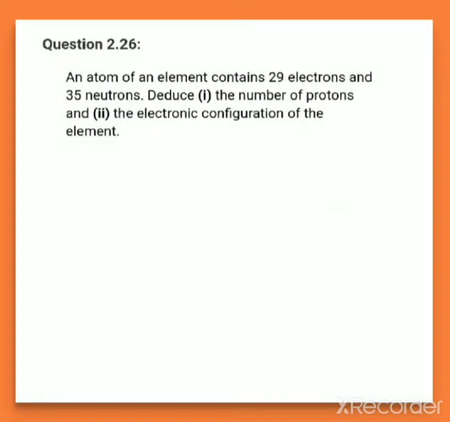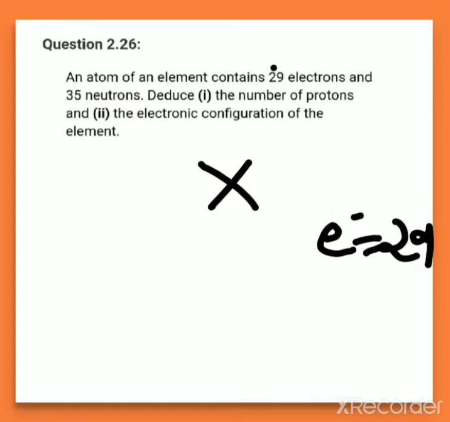An atom of an element contains 29 electrons and 35 neutrons. Deduce the number of protons and the electronic configuration of the element. First of all, the element is not specified here, so let us keep that element as X, because the element name is not given to us. What is given is 29 electrons, and the neutron value is 35.